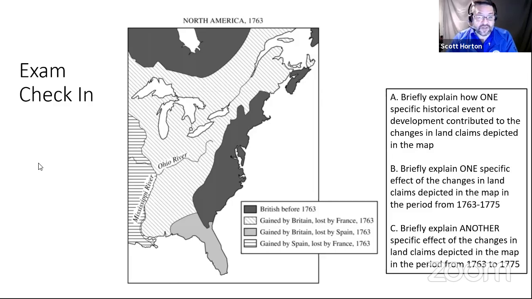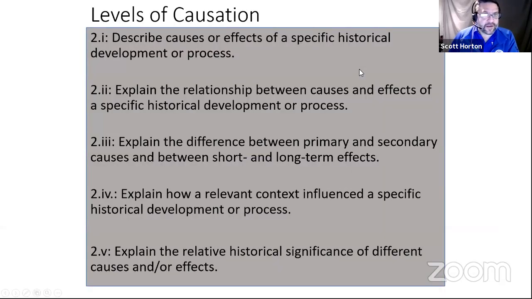One specific effect of the changes in the land claims, I think, is Pontiac's Rebellion. It's a great answer for that question. Another specific effect of the changes would be the creation of the Proclamation Line along the Appalachian Mountains, as many of you identified. So good job on that. So that's the French and Indian War, which gets us through that first segment.